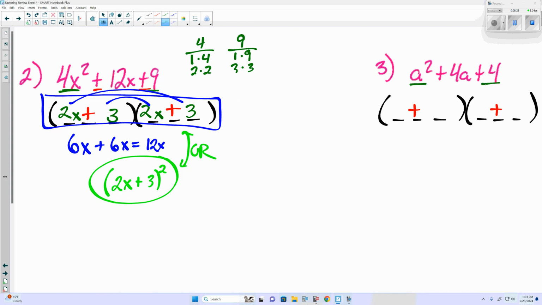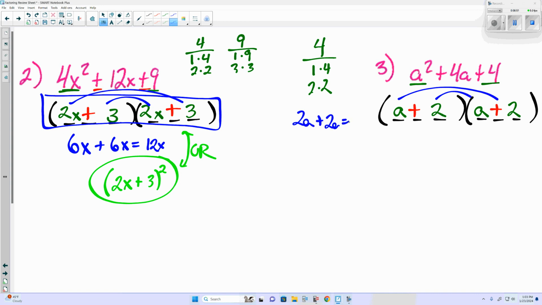Now we need to find the factors of the first and third term. Our factors of a squared are a and a. Now we need to find the factors of 4. 2 and 2. Can we rewrite this as just a plus 2 squared? Yes. A times 2 is 2a. 2 times a is 2a, giving us 4a, which is the middle term we wanted. So a plus 2 times a plus 2 is the correct answer. Or we could rewrite it as a plus 2 squared.